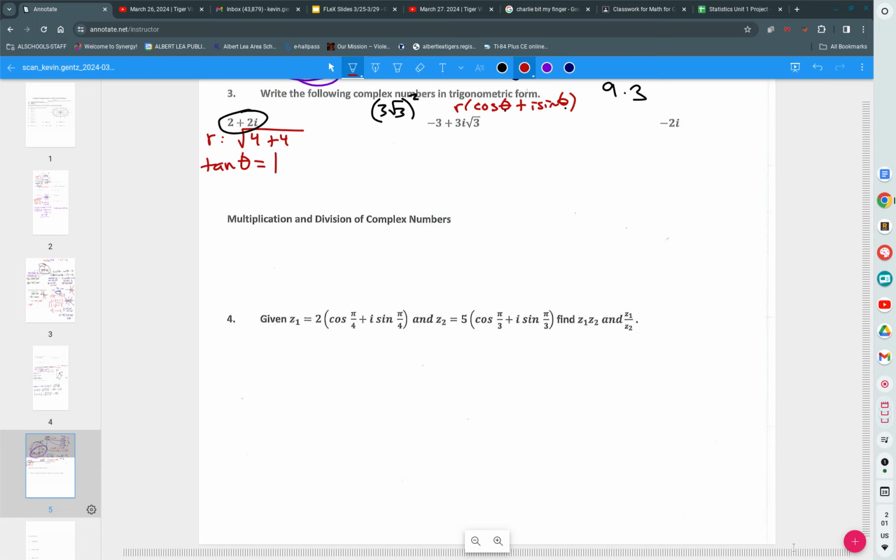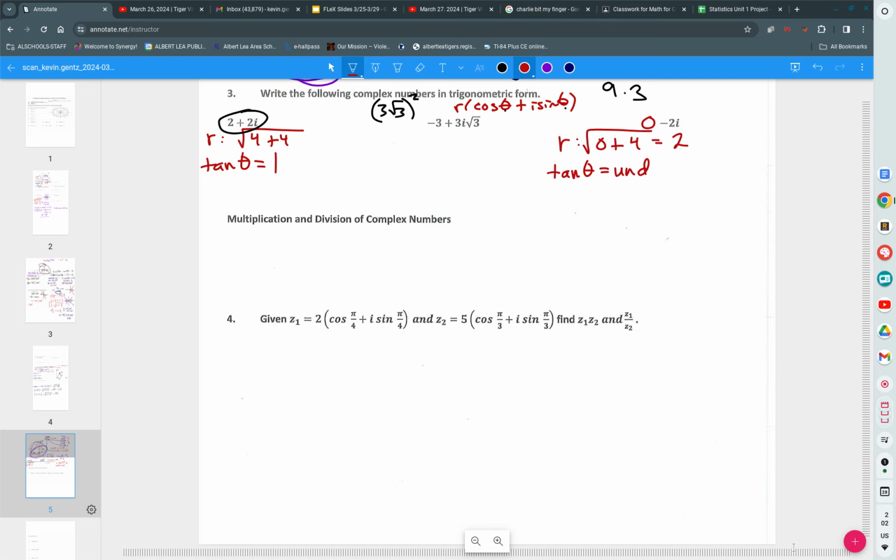What makes this last one different than the others? It's really 0 minus 2i, isn't it? And so if I find r, I do the square root of 0 plus 4. And I get the square root of 4, which is 2. And then I find theta. Tangent of theta is equal to, what's 2 divided by 0? Undefined. Can tangent be undefined?